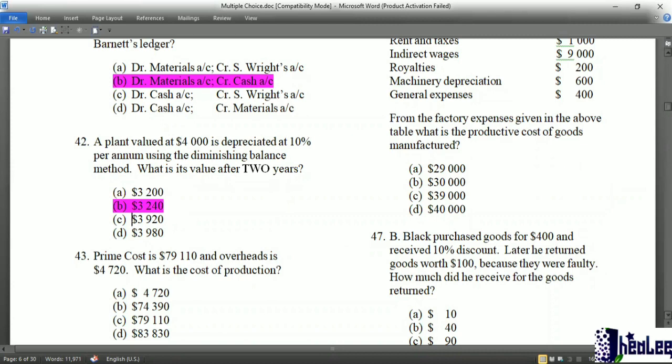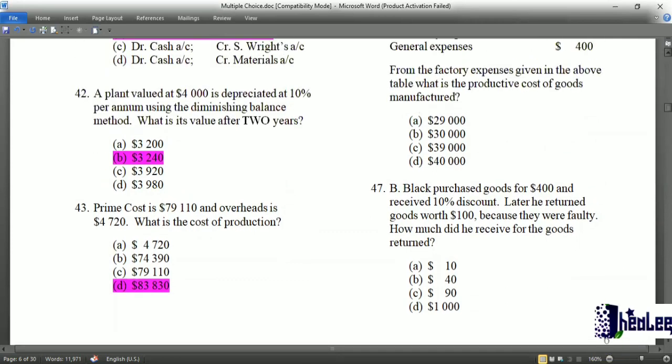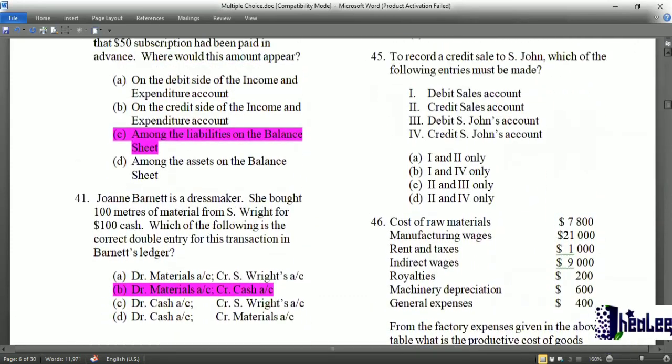$3,240. Moving on to question 43, prime cost is $79,110 and overheads is $4,720. What is the cost of production? So what you're going to do is add your overheads to your prime cost, and that will give you your cost of production. And that response there is D, $83,830.